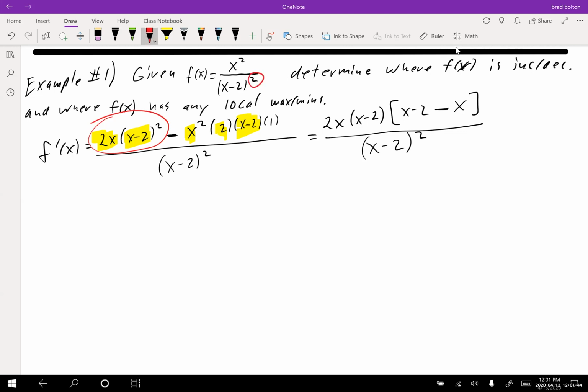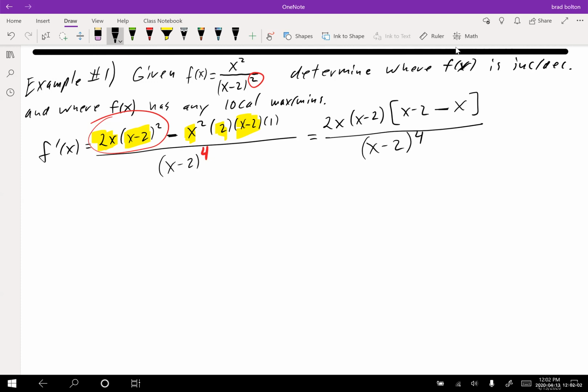It was already squared, and what does the quotient rule say we're supposed to do? The quotient rule says that we're supposed to square the denominator. So that means, let me go back and fix this. This should have been x minus 2 to the 4th. So let me fix this here now.